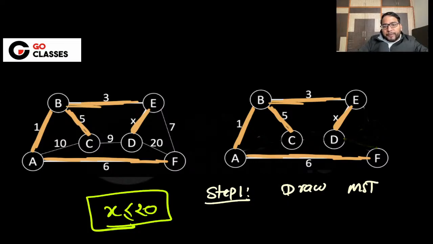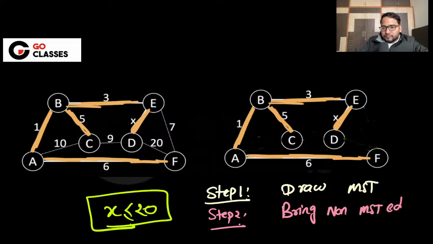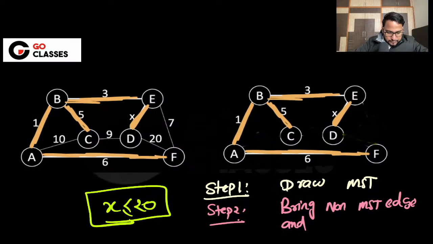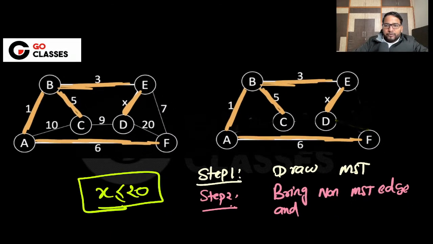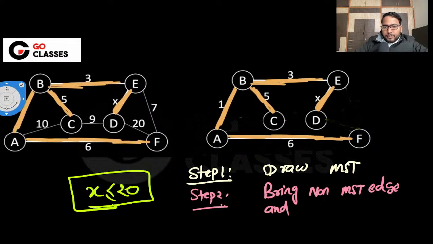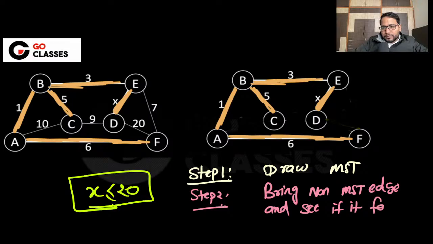Step 2 is basically bring non-MST edges, okay, one by one. Step 2, bring non-MST edge and see if it is forming a cycle. Bring non-MST edge and see if it is forming a cycle. Yeah, we will see all other edges, right? And see if it forms a cycle. Okay. We will see other edges also.